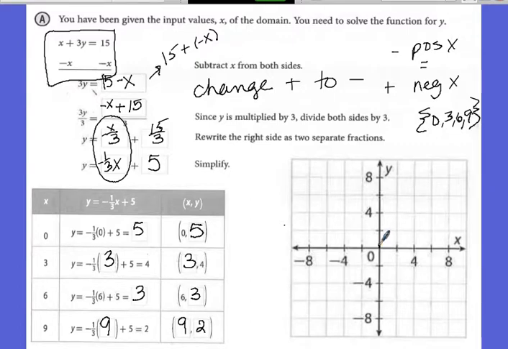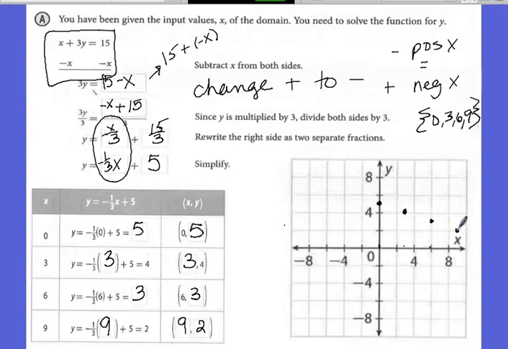So let's look at our intervals here. Each of these is worth 2. So this is 6, so halfway between would have to be 5. Okay, now when I put in 3, so I go over 3, I go up 4. When I go over 6, I go up 3. And when I go over 9, I go up 2.